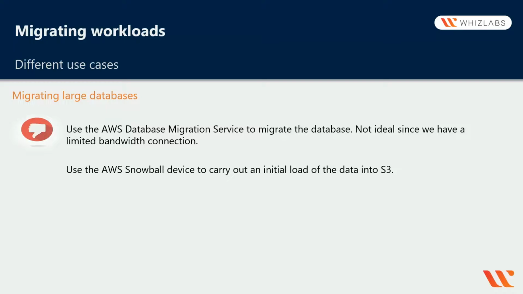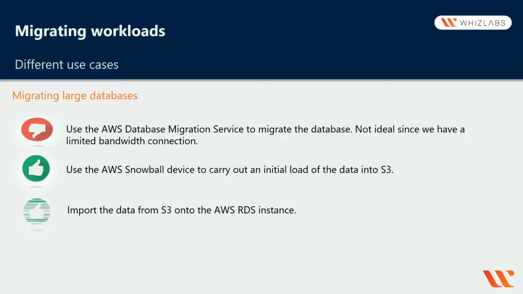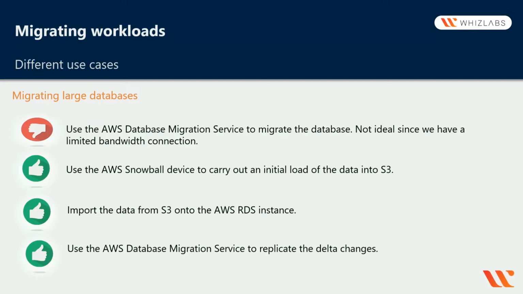What about using the AWS Snowball device? Yes, that's perfect. We can actually take the backup of the entire database using native tools and take an initial load of the data onto S3 using the AWS Snowball device. We can then import the data from S3 onto an Amazon RDS instance, so we can spin up a PostgreSQL instance in AWS RDS. And then finally, we can use the AWS Database Migration Service to replicate all the delta changes. Right, so just some use case scenarios to get into your head on migrating workloads onto AWS.